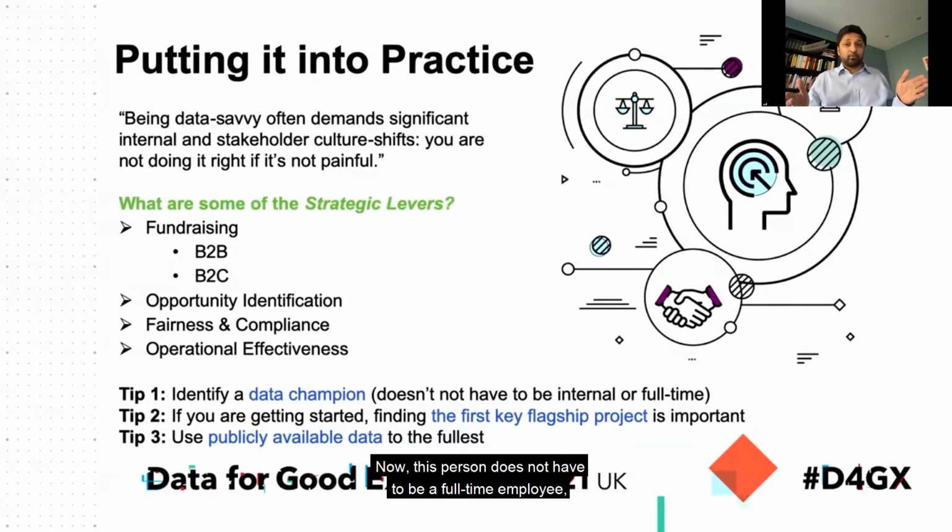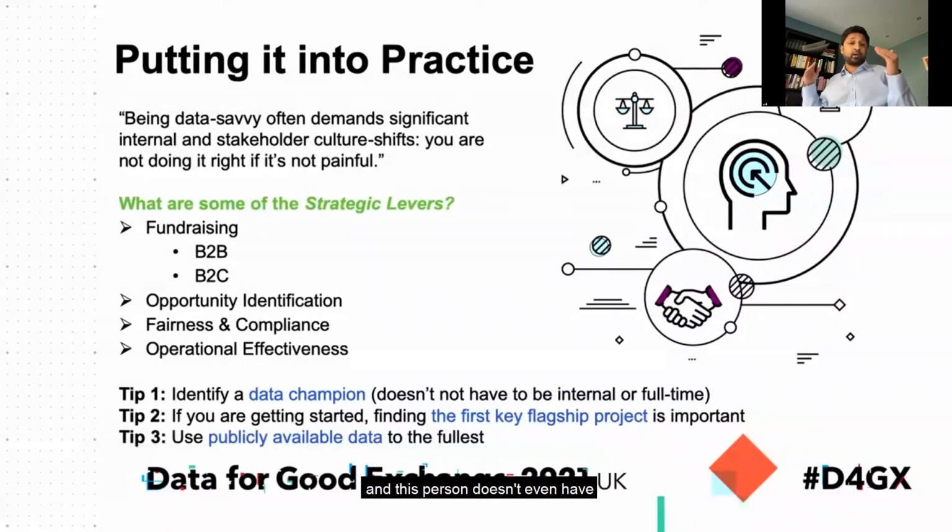Now, this person does not have to be a full-time employee, and this person doesn't even have to be an employee for that matter. It just has to be someone who understands what you do, who interacts with you in some frequency so that they can be effective. The second tip we have is identify a key flagship project. Starting out is really hard. Like with most things, starting on a new journey is really hard, and everything is against you when you start something new. So what's really important in the early phase of anything is to identify the right flagship projects. That which is deliverable, that which will have visible impact, but that which is also practical, to make sure that you don't have early failures that set you back.